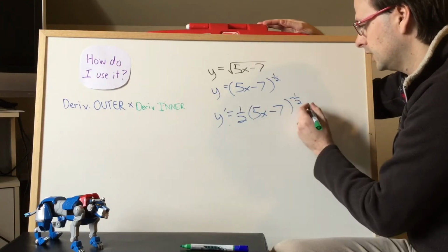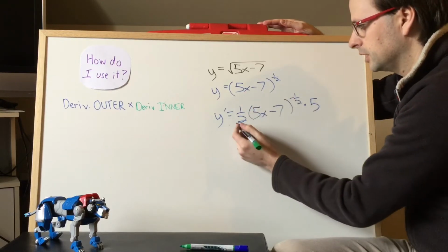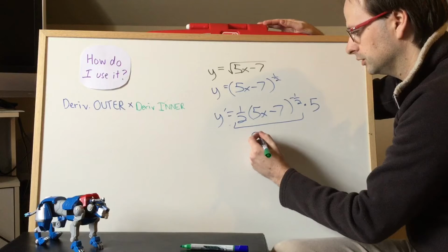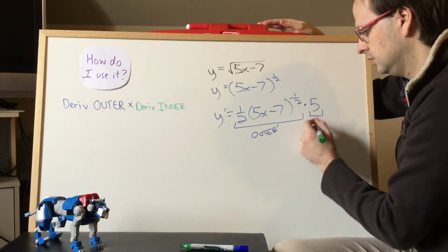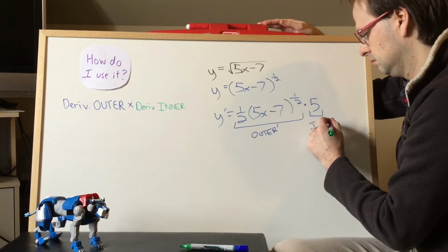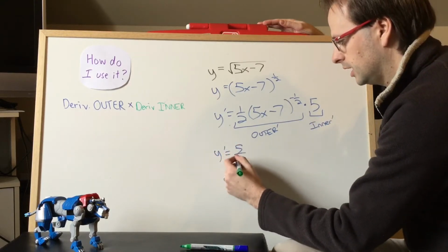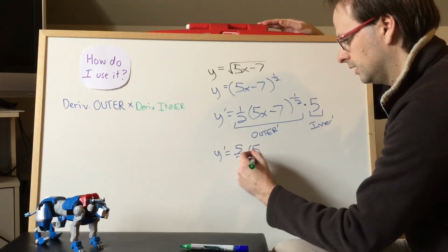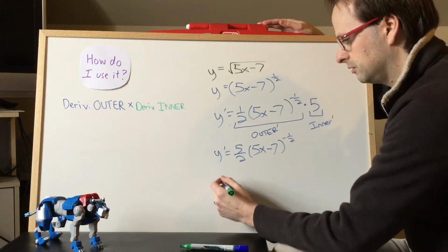Okay. Now times the derivative of the inner. Derivative of 5x minus 7 is 5, so this whole thing was outer prime. This is inner prime. And then you can write it however you want. Maybe you want to write it as 5 over 2 by 5x minus 7 to the negative half, or maybe you want to be fancy.